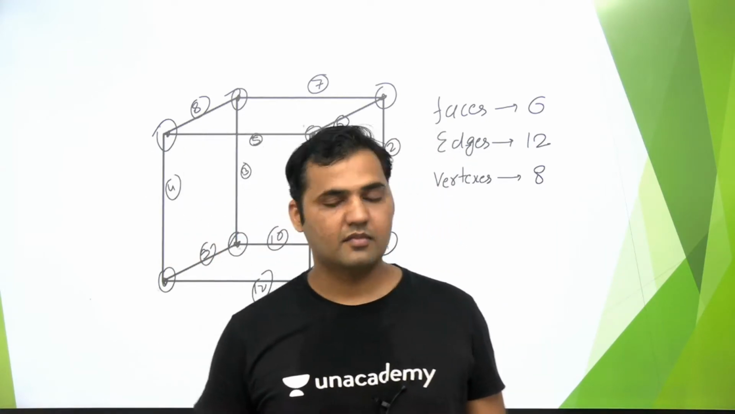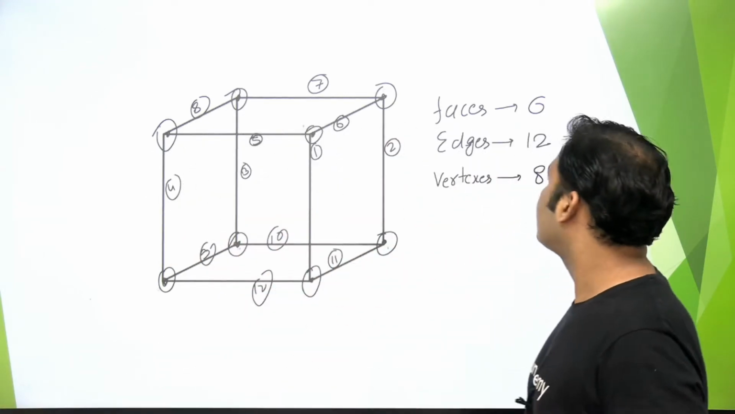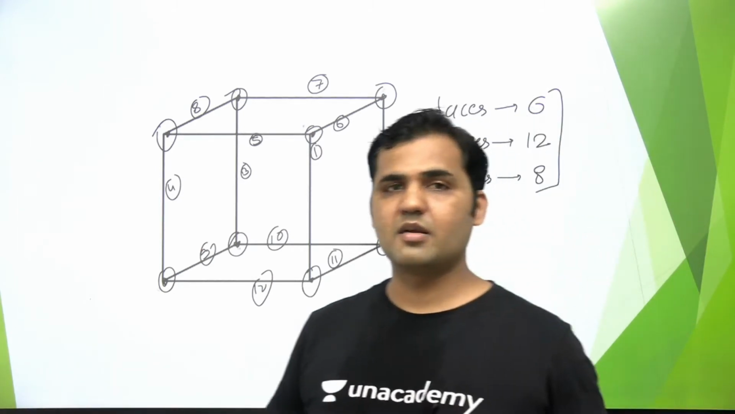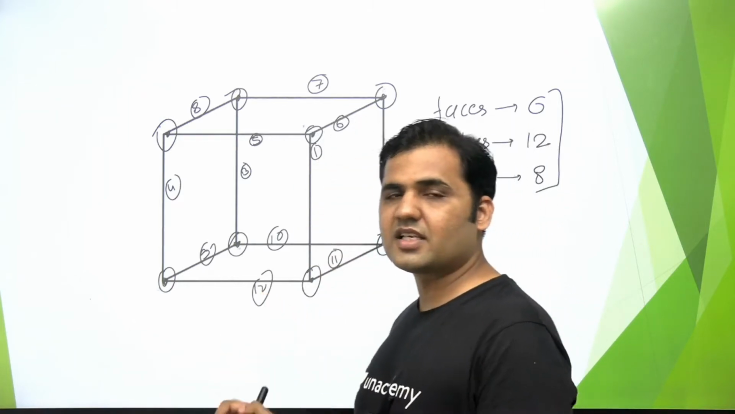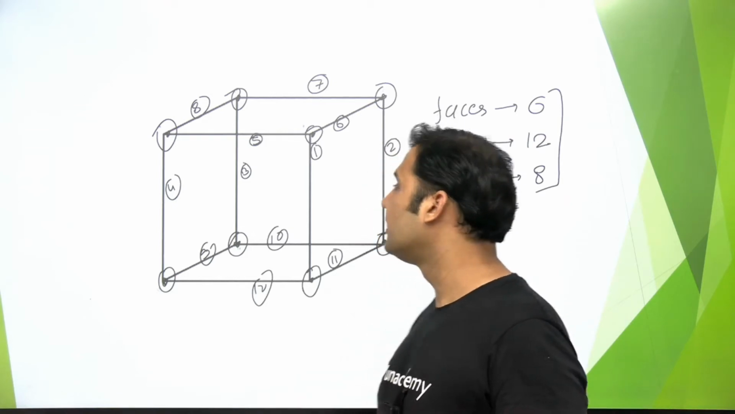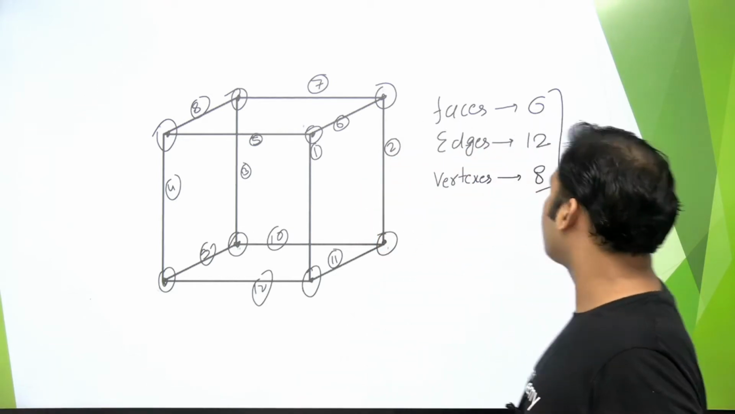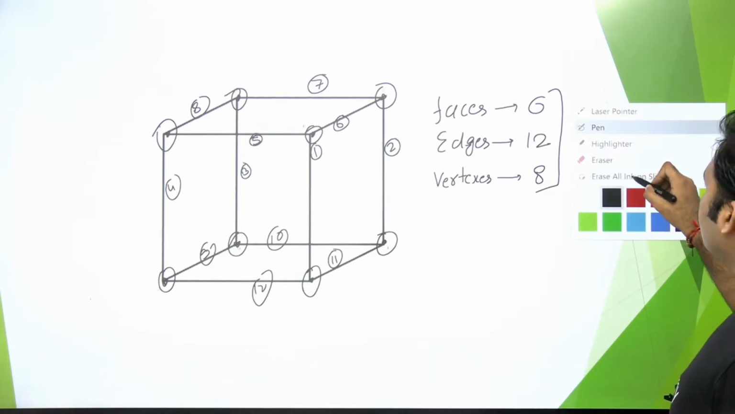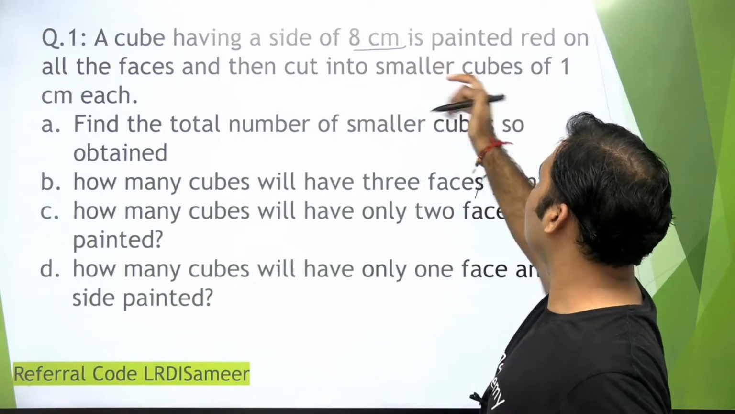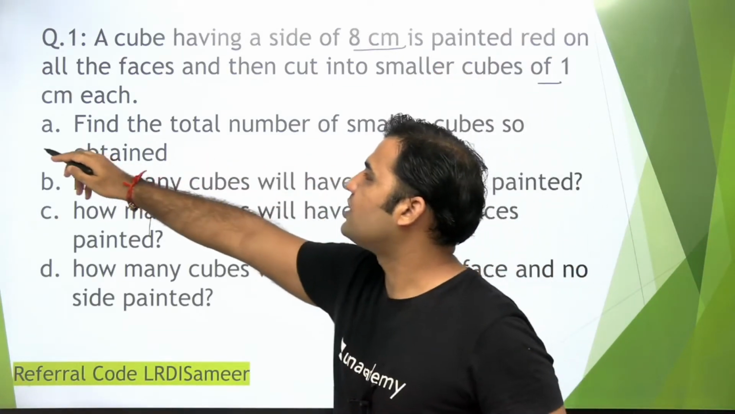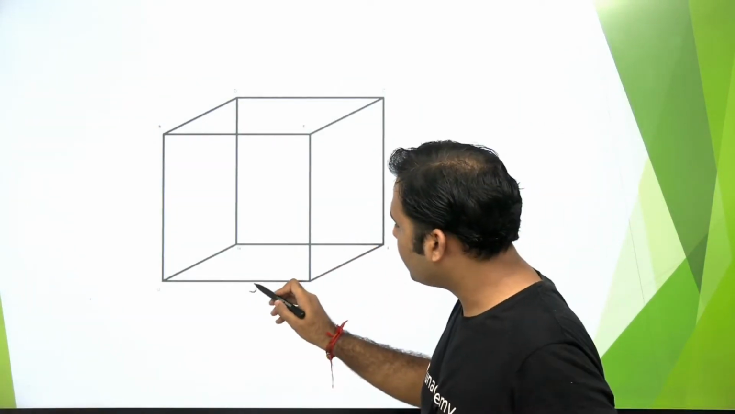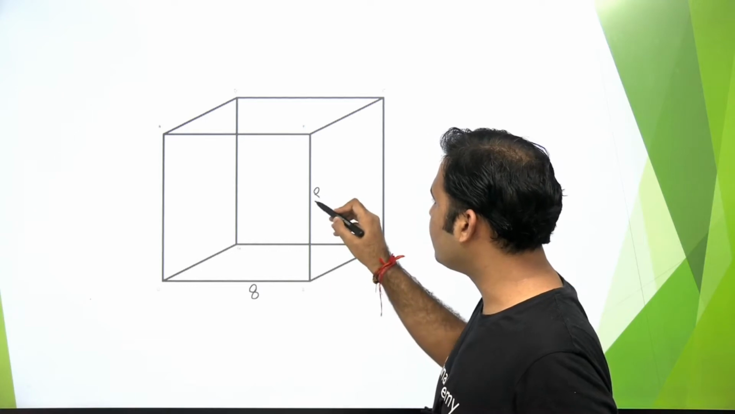All right. So these are the basics that you are supposed to know. Now, how to find out the questions of cutting and painting? Let's do this basic exercise first, and then in the upcoming videos, we'll also do some advanced exercises on cubes, painting, and coloring. Guys, the basic question is: a cube of 8 centimeter is cut into smaller cubes of 1 centimeter each, and the first question is to find the total number of smaller cubes. Assume the edge length of this cube is 8 centimeter.